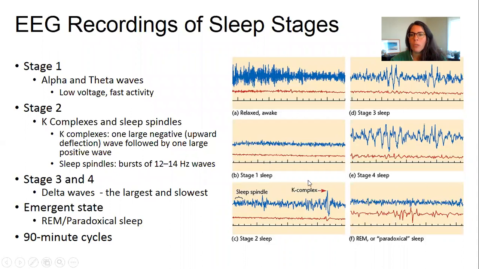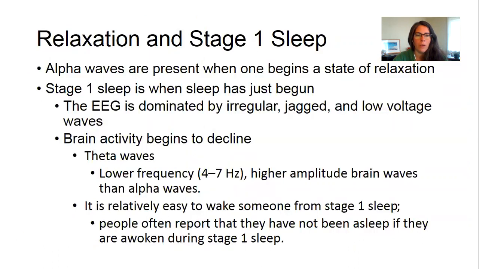Stage 3 and 4 consists of delta waves. They are the largest and the slowest. This is considered your deep sleep stages. And then we have REM, or sometimes called paradoxical sleep. It's called that because the brain waves are that of an alert individual. However, their activation in different areas of the brain is reduced.